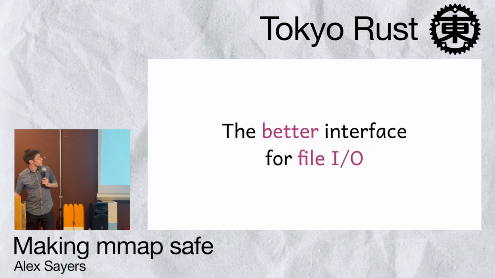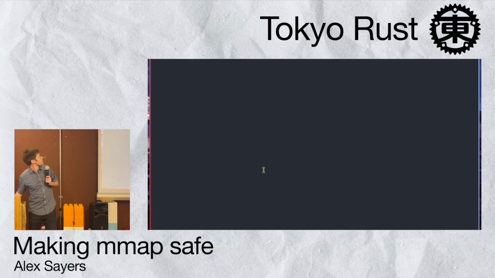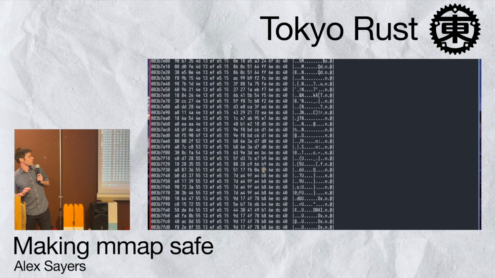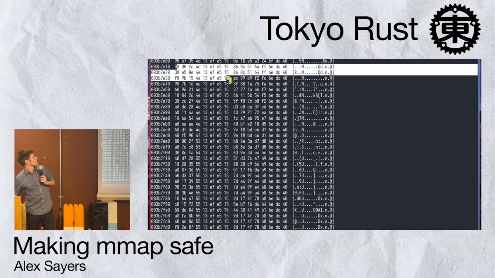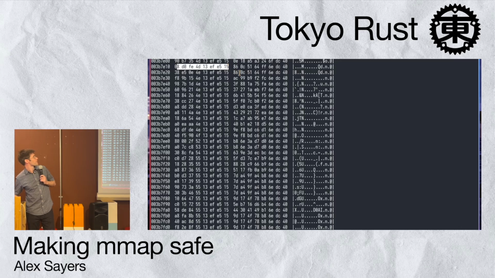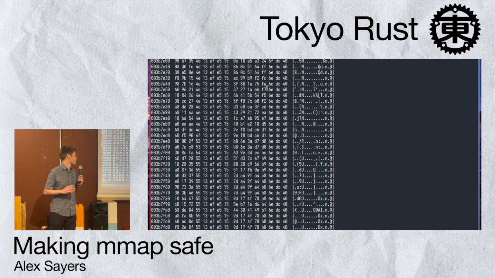Okay, first though, I want to show you something. So I've got a file here full of historical price data from the Korean Stock Exchange. It's a very simple format. It's just 8 bytes timestamp, 8 bytes price, timestamp, price. So it's just a bunch of data points.